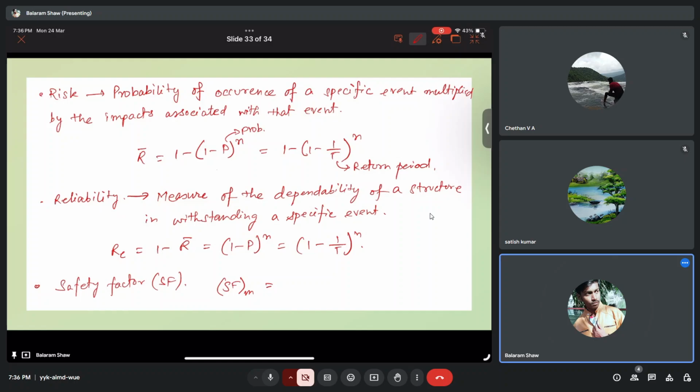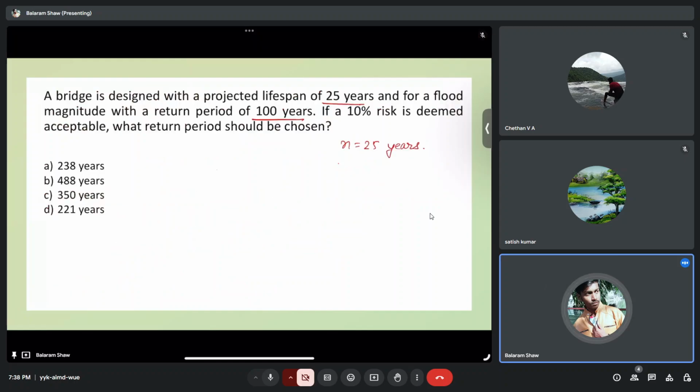Okay. The next question is: a bridge is designed with a projected lifespan of 25 years, that is n equals 25 years, for a flood magnitude with a return period of 100 years, that is t equals 100 years.